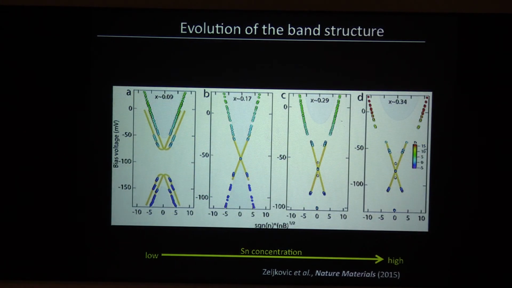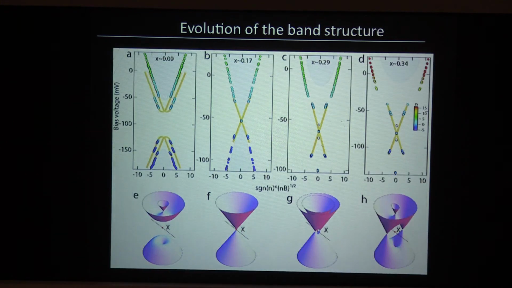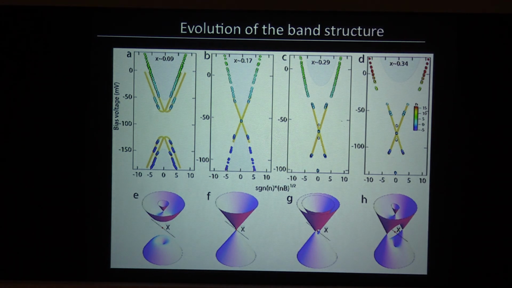So if you take our data and we plot it like I plotted it earlier, you see that it evolves in this fashion. And really our picture is that as you get closer and closer to the critical composition, the 2 cones get closer and closer together. They merge, and then on the trivial side, you get this interesting looking surface state.